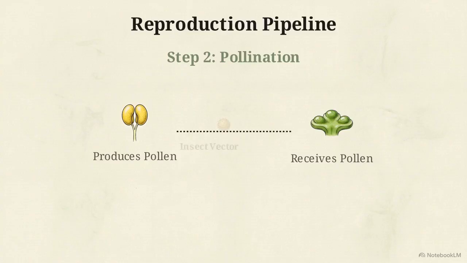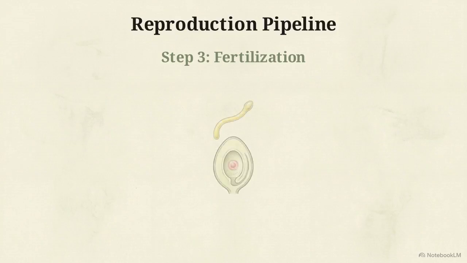Step 2 is pollination. Keep this definition strict. It is only the physical transfer of the pollen from the anther to the stigma, utilizing either wind or insect vectors. Step 3 is fertilization. This phase only begins once the pollen tube starts growing, and it officially concludes with the microscopic fusion of the male and female gametes to create the zygote.